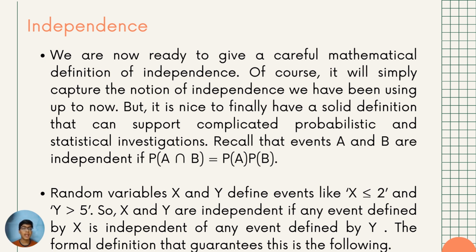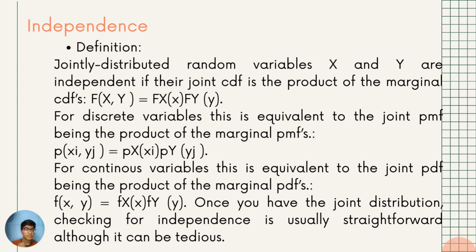Recall that the events A and B are independent if P(A intersection B) is equal to P(A) times P(B). Random variables X and Y define events like X is less than or equal to 2 and Y is greater than 5. So X and Y are independent if any event defined by X is independent of any event defined by Y. The formal definition that guarantees this is the following.